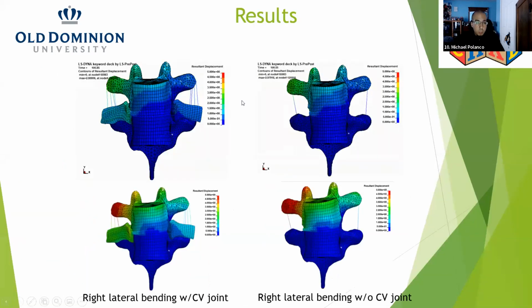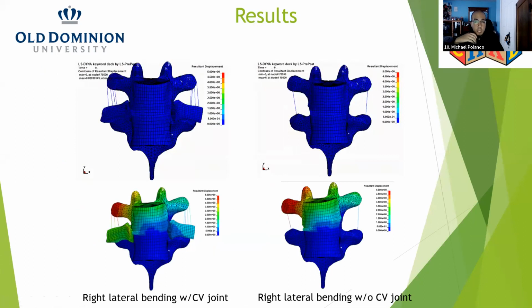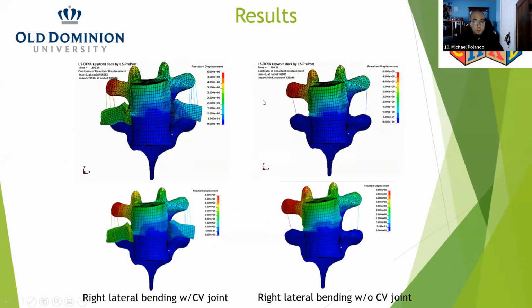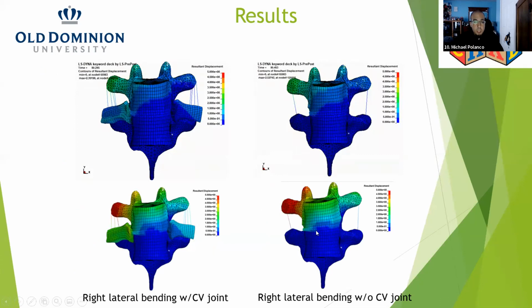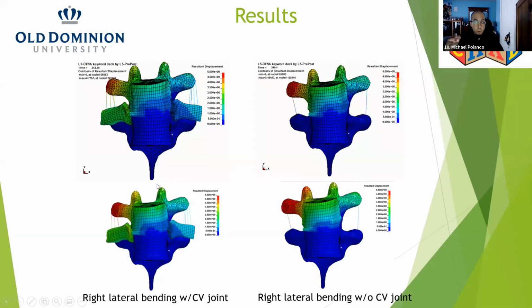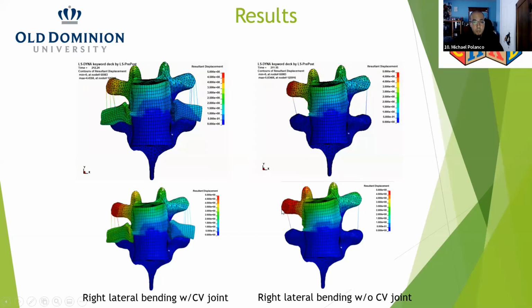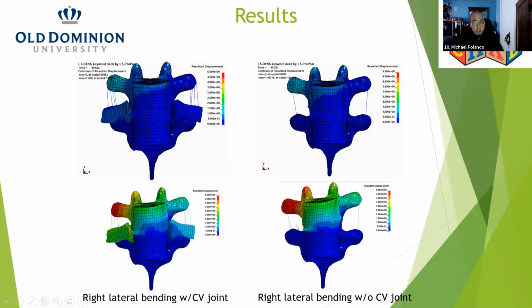So what I'm showing here is just an example of the functional unit rotating, in this case, right lateral bending. And so if you compare the animations in the top row to the animations in the bottom row, you're seeing the effect of the reinforced kinematic behavior when you have the costovertebral joint present versus absent, as denoted by the levels of shaded red at maximum rotation on the bottom.